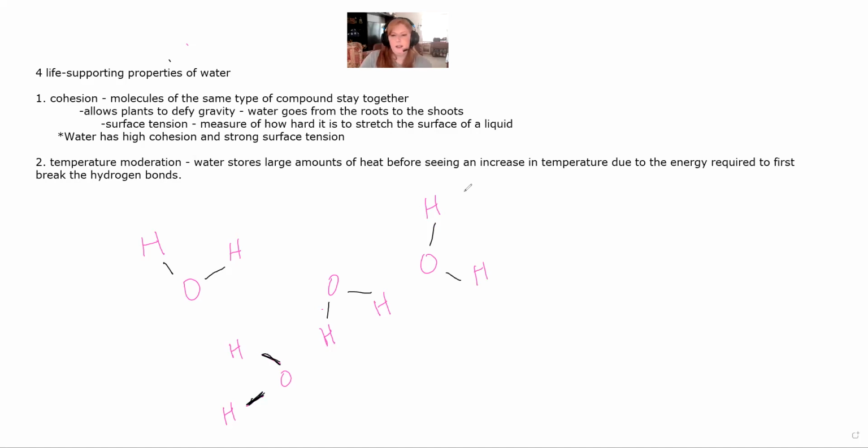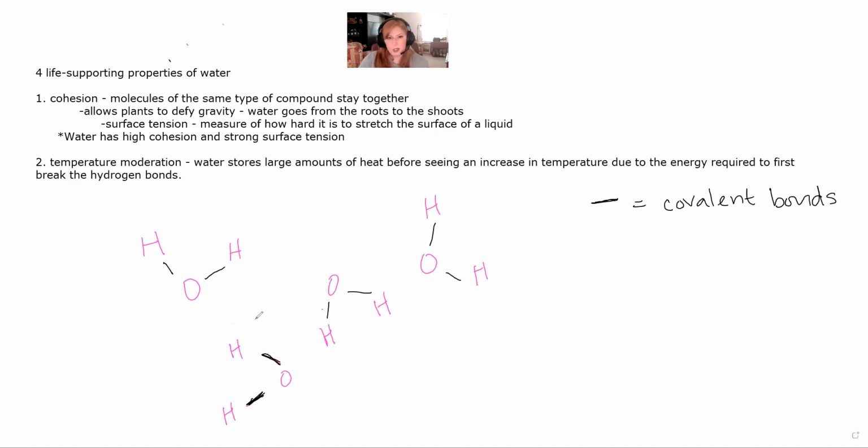Okay, these black lines represent covalent bonds. So you'll notice that the hydrogens in water are covalently bonded to the oxygen. Remember, sharing. Well, what about hydrogen bonds? Here they come.